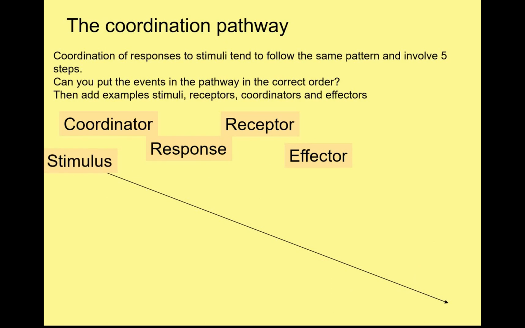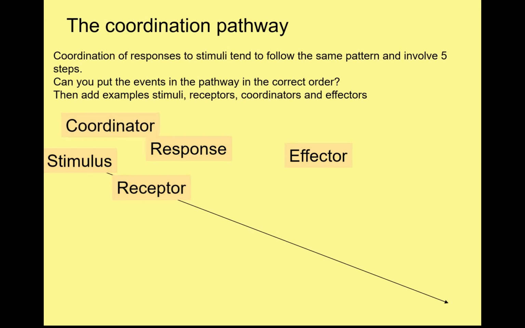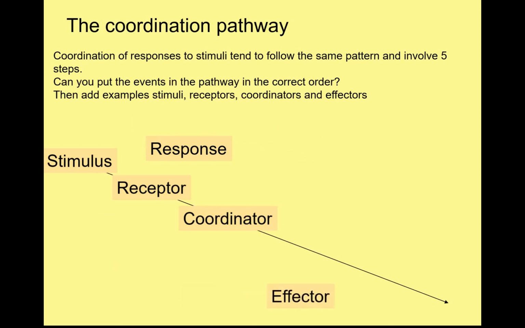Did we start with the stimulus? Then the receptor detecting that stimulus. So it could be light, and the receptor could be the rods or cones in the retina of your eye. Did you then have the coordinator? The coordinator is going to be the central nervous system or the spinal cord, depending on where and how complex the pathway is. And we'll look at that in a moment. Did you then have the effector, a muscle or a gland? And then the response, the thing that happens.